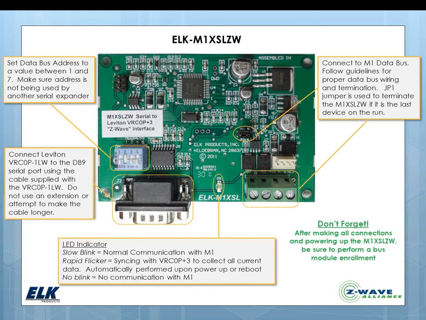And there's an LED on this board. A slow blink on that LED gives you normal communications. When you first power up this device, it goes through kind of like an auto discovery mode where it's communicating with the VRC0P and getting all of the information about what is on this particular Z-Wave network. While that's happening, you're going to see a very rapid flicker of that LED, a very rapid blink. So you don't want to try to communicate with it or power down or back up or anything through that process. You just want to allow it to complete that auto discovery so that it knows what's on the Z-Wave network.